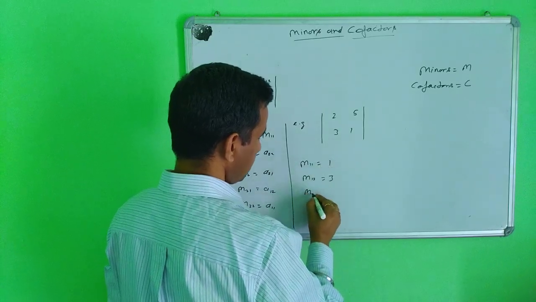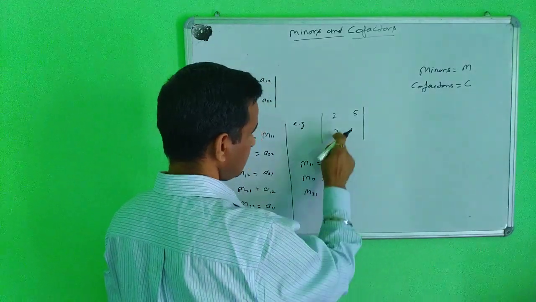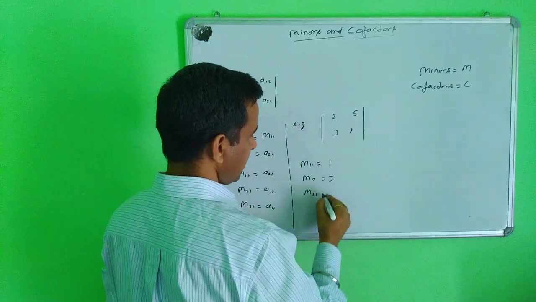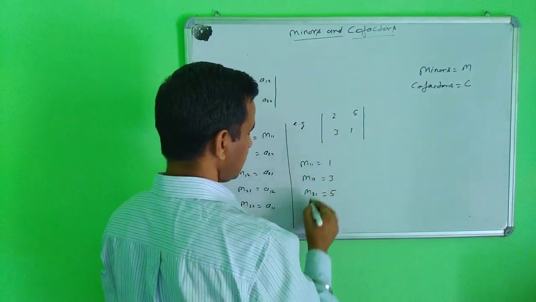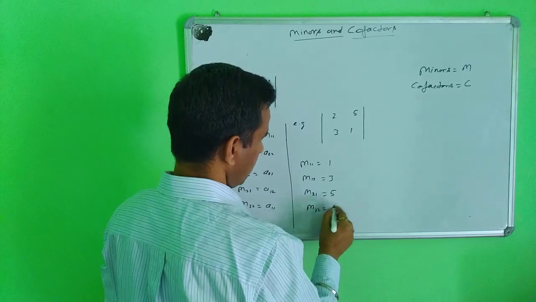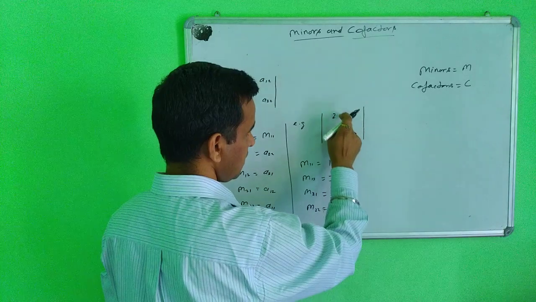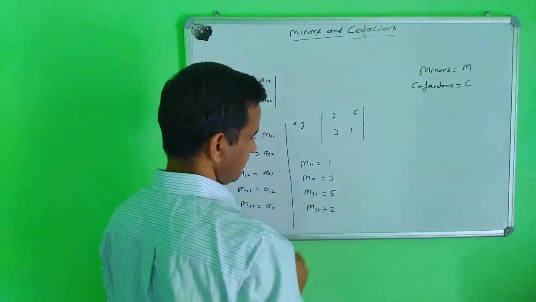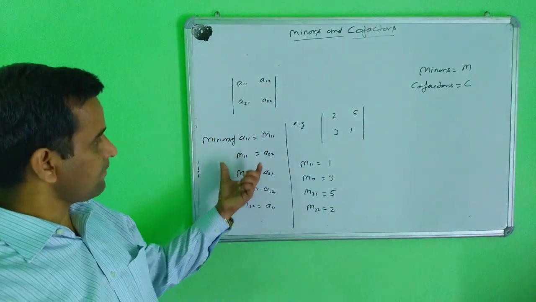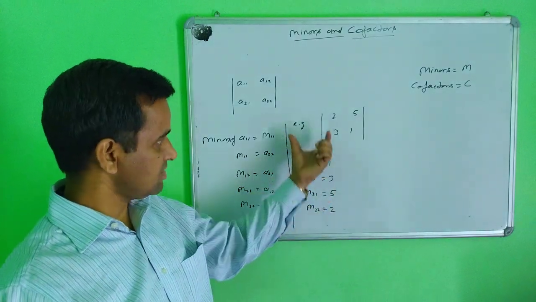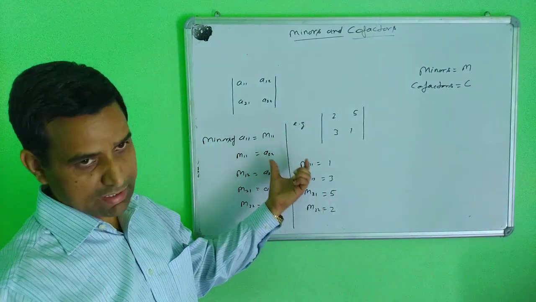The minor of 2 1: this column and this row are hidden. What is left here? 5. Then the minor of 2 2: this row and this column will be hidden. What is left? 2. These are your minors. So this is the identical example and this is the numerical example. This is a very simple way to find the minors.